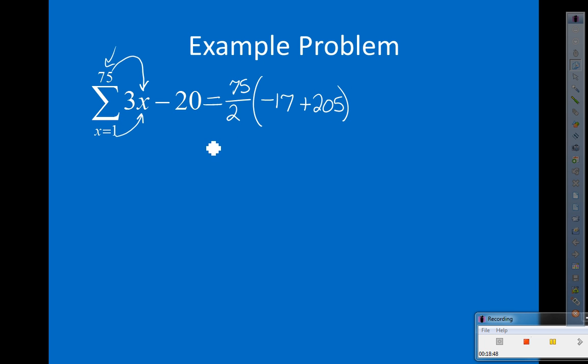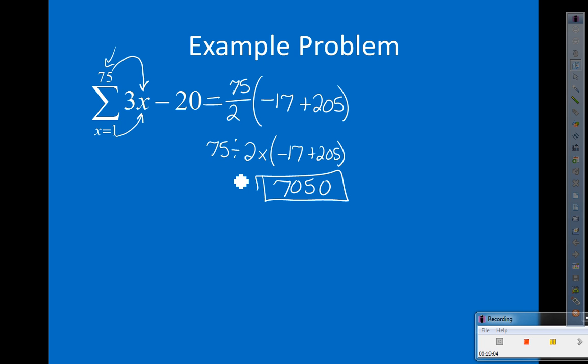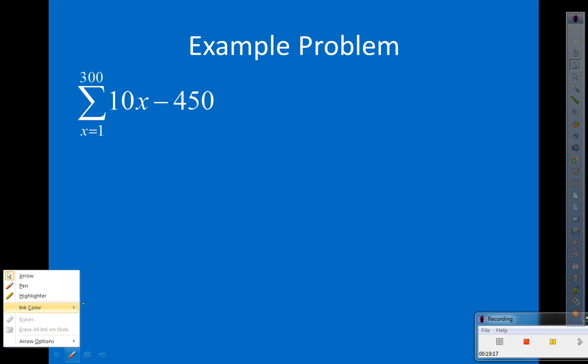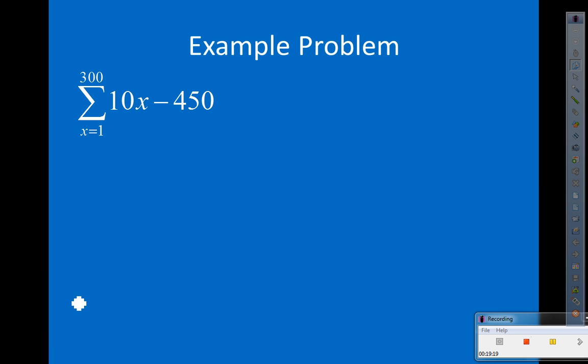When you run this through your calculator, 75 divided by 2 times parentheses, negative 17 plus 205, you should get 7,050. That's what you should get. If you're not getting that, pause the video, type this in your calculator, make sure you get it. Here's my next example. Write it down if you think you need it, but otherwise watch what I do.